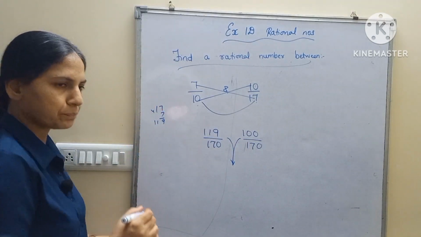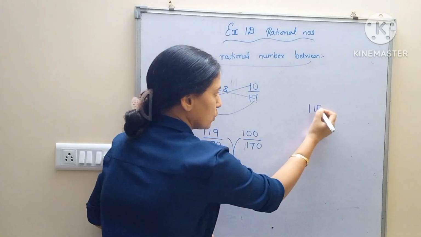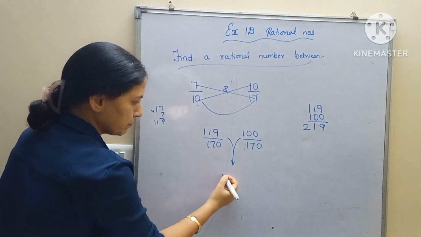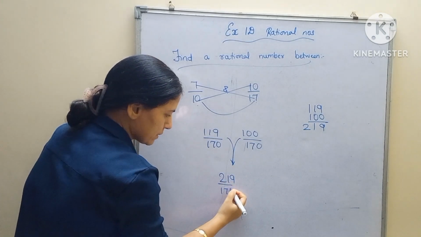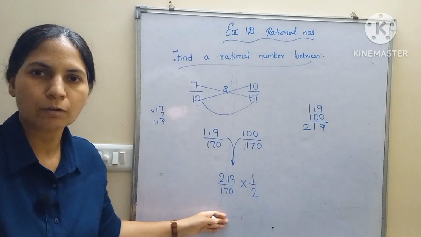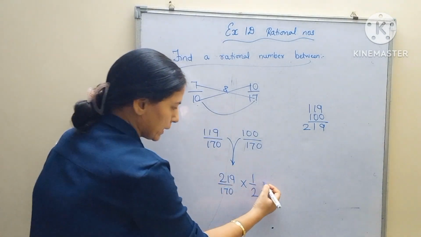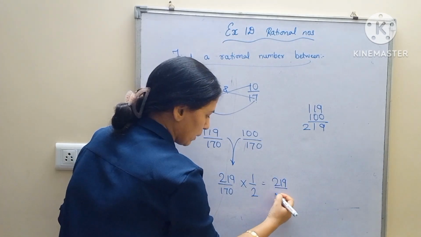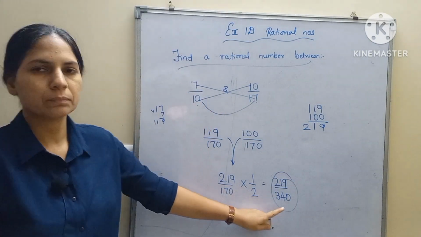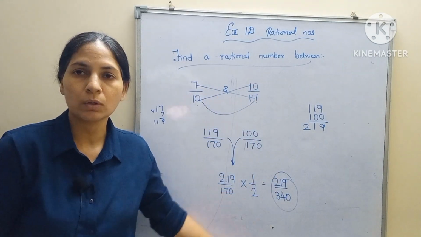How will you do it? Simple. You only have to add these both. This becomes 219 upon 170 multiplied by 1 upon 2. That is the half of it, okay? Now students, half of it, you can't reduce 2 with 219. So all you have to do is 219 upon 340. This is the rational number between 7 upon 10 and 10 upon 17.